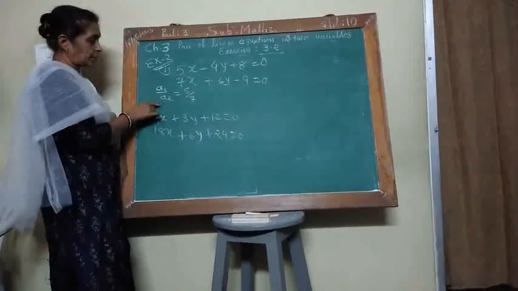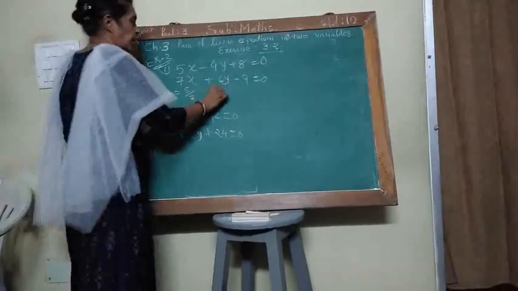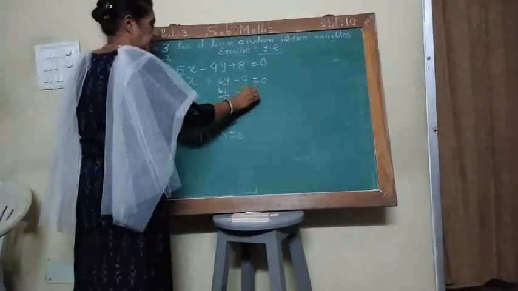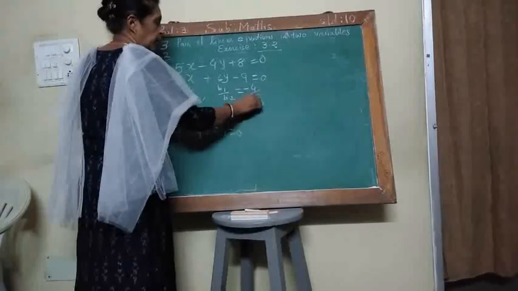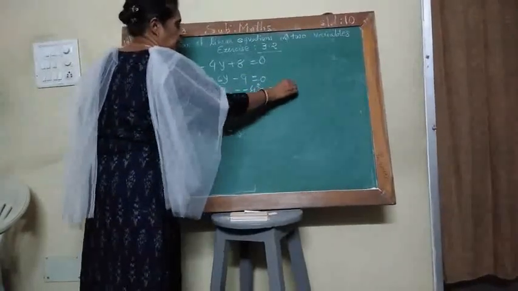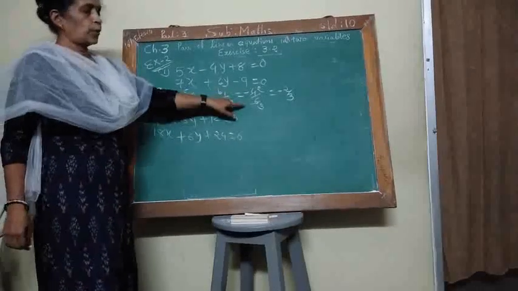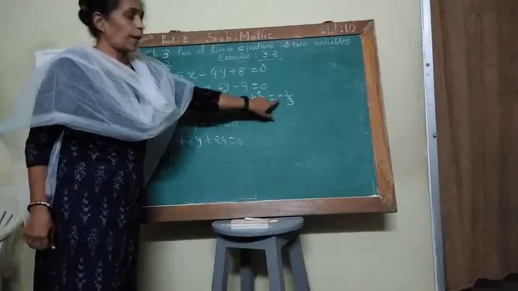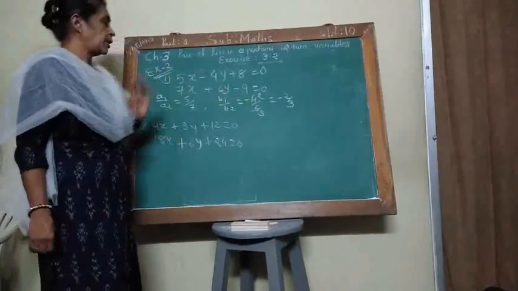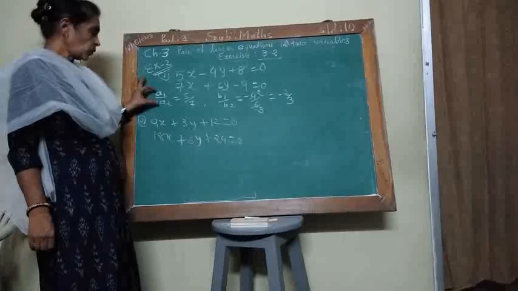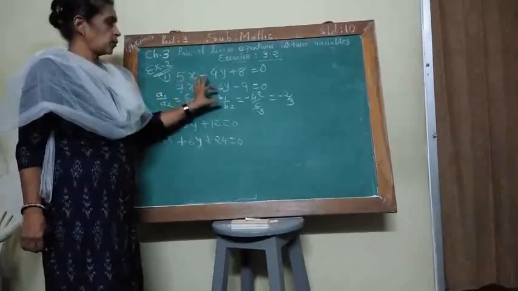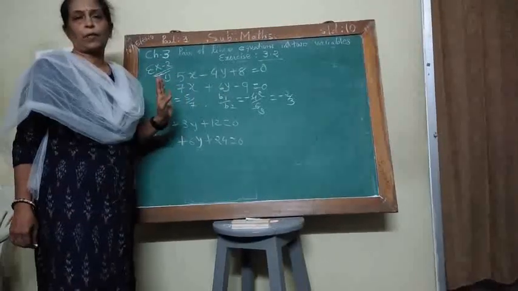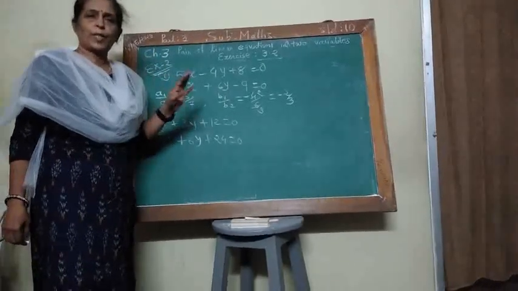Clear? So I first find the first ratio. Then b1 upon b2, what is the value of b1 upon b2? Minus 4 upon 6. If you simplify, then you get minus 2 upon 3. 2 into 2 is 4, 2 into 3 is 6, with the minus sign. Be careful, don't forget to put the minus sign. So minus 2 upon 3. Here a1 upon a2 is not equal to b1 upon b2. See, both ratios are not equal. So why bother about c1 upon c2?